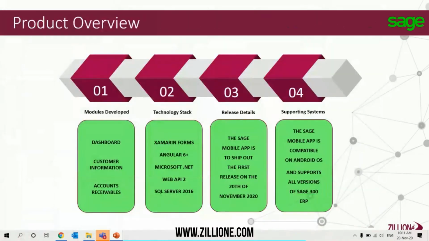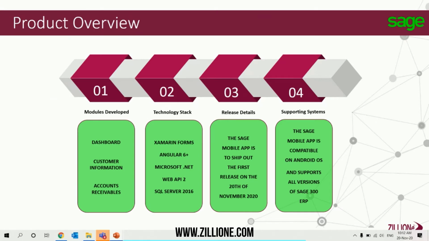So, giving you a very brief product overview here, currently we have developed 3 fully functioning modules: the dashboard, the customer information module, and the accounts receivable module. On the technology stack, the mobile app has been developed using ZILLIONe forms. The admin web app is developed using Angular 6 Plus. For the backend, we've used MS .NET and Web API, and for the database, we are using SQL Server 2016.